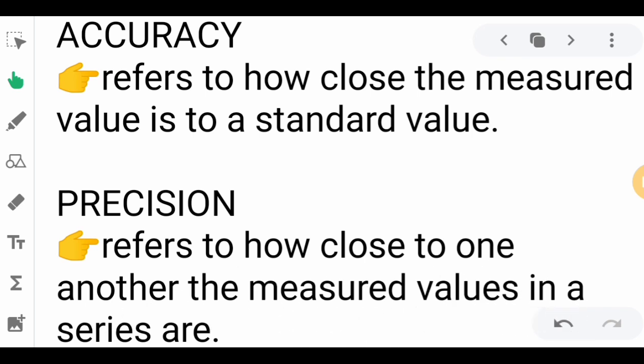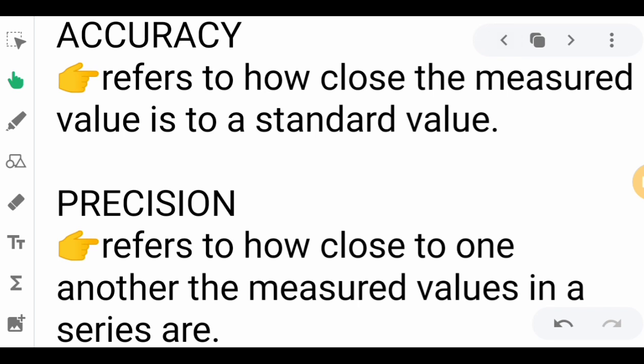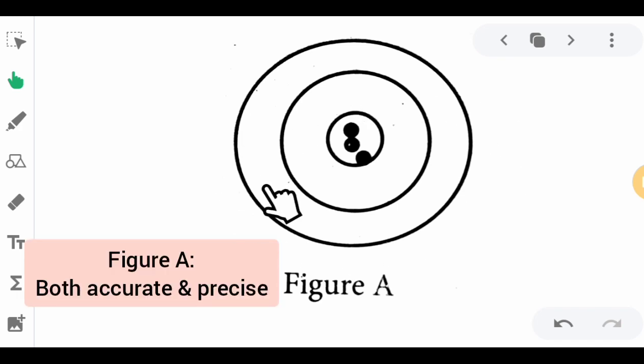To understand this better, I have here some diagrams. Let us analyze this one. Assume that you are playing darts and the goal is to hit the center. This is the center, and this is the standard value or the standard point. In figure A, the dots of the darts hit the center, which means that it is accurate because of the closeness of the dots to the target, the standard target. You can also notice that the dots are very close to one another, therefore they are precise. If you look back at the definition of precise, they must be close to one another. Therefore, figure A is about accurate and precise.